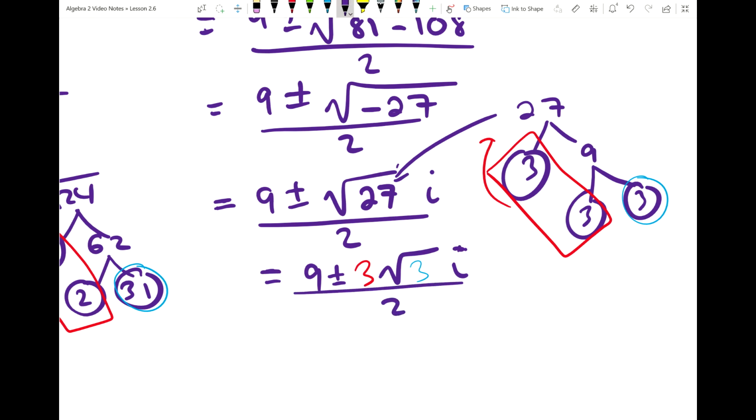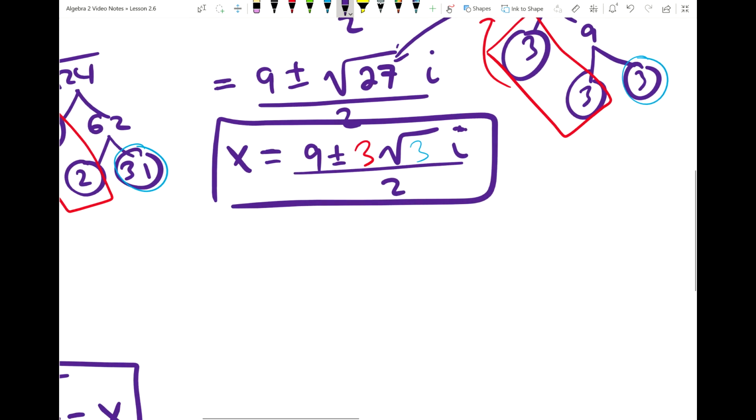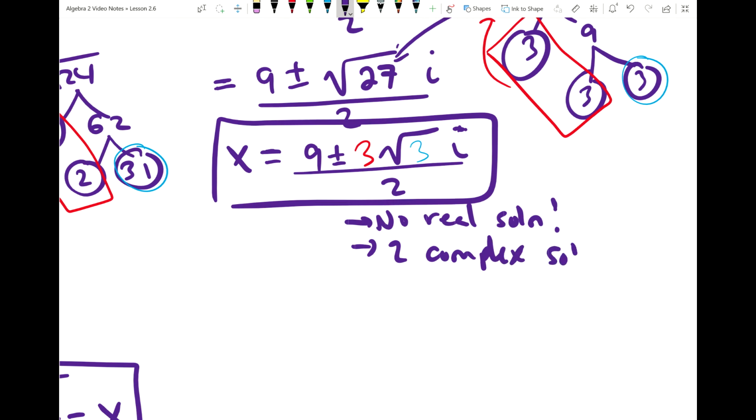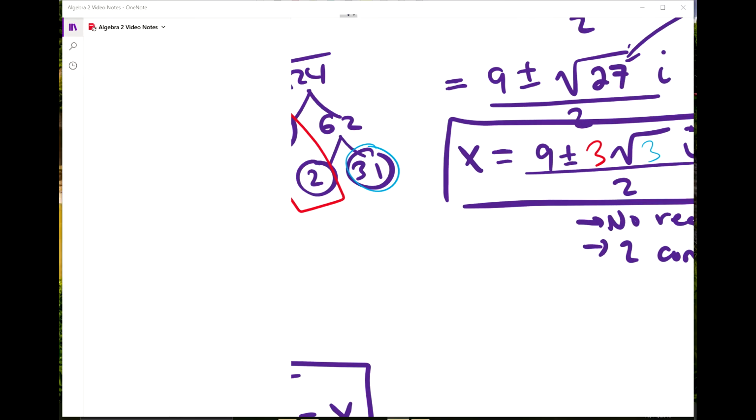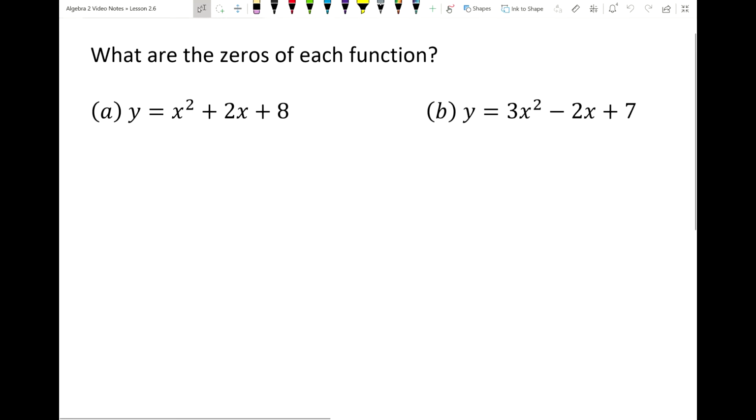And then we're just going to stick an x in front of this in the beginning and call it a day. So we got two solutions here: 9 plus or minus 3 times the square root of 3 i, all over 2. And that's our guy. All right, so this one we clearly have no real solutions, but we have two complex solutions with imaginaries, right? All right, so go ahead and give this problem a try, and we'll discuss it in just a little bit.